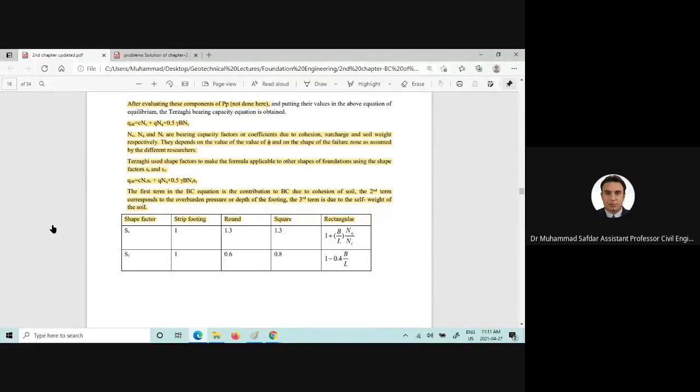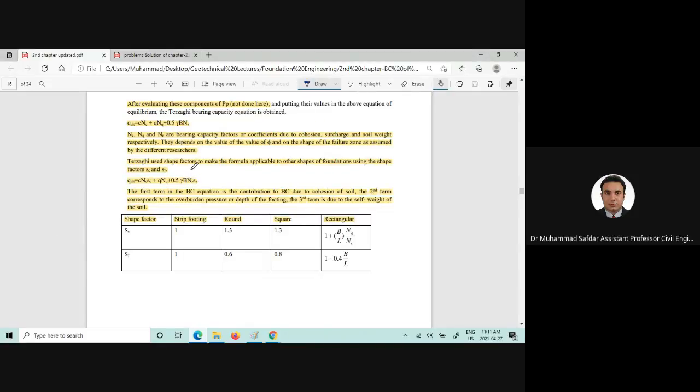Now, today I'm going to request you to please kindly note down a few equations and a few tables and a few figures. You can take the screenshot or you can take the pictures as you need to do that. Okay.